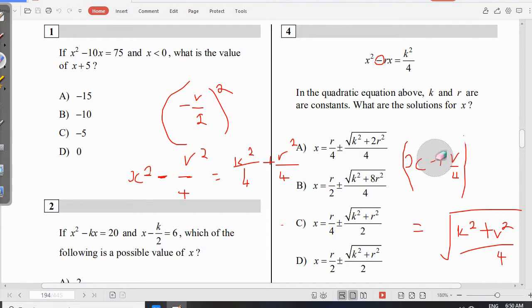So when you move r over 4 to the other side, you'll be having positive r over 4 plus minus k squared plus r squared over 4. Where is that? R over 4 plus minus k squared. Let's look for it. This one is not correct. Here we see everything is under a square root, so the square root of 4 is 2. So I think we have found it. This is the one: r over 4 plus minus.